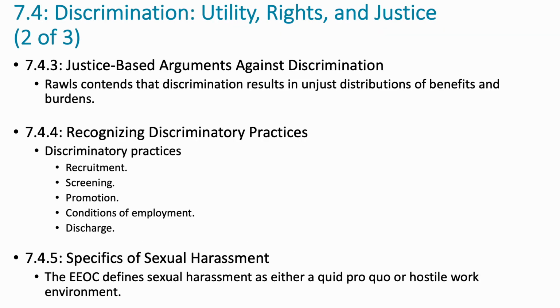And again, as I said, the justice-based arguments say there is an unjust distribution of benefits and burdens. We already discussed this in the previous slide, as well as in the previous part 3, where we saw all of those graphs and data points to support that argument. So what kind of discriminatory practices, where do we typically see these problems?